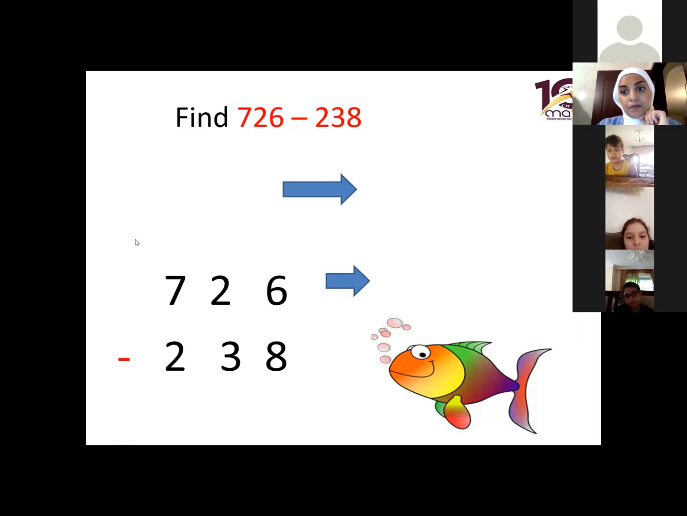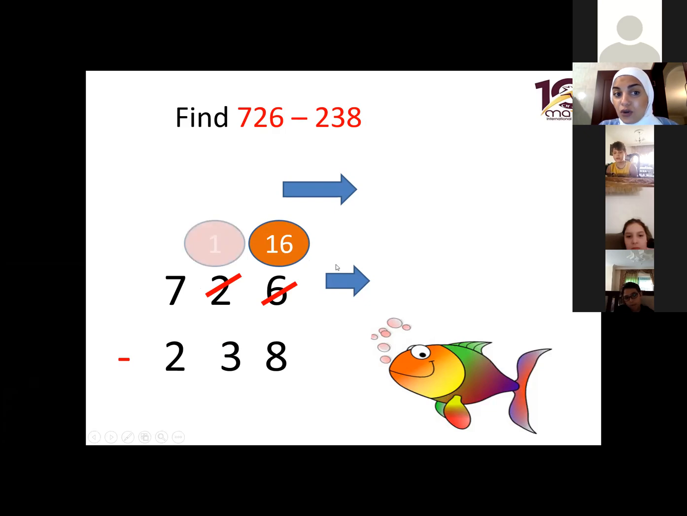At the bottom. Yes, so more on the floor, right? Yes. We have to regroup now. We are going to knock the door on the 10s. Knock, knock. Can I take a 10? Yes, you can. So 6 becomes what? 16. 2 becomes what?